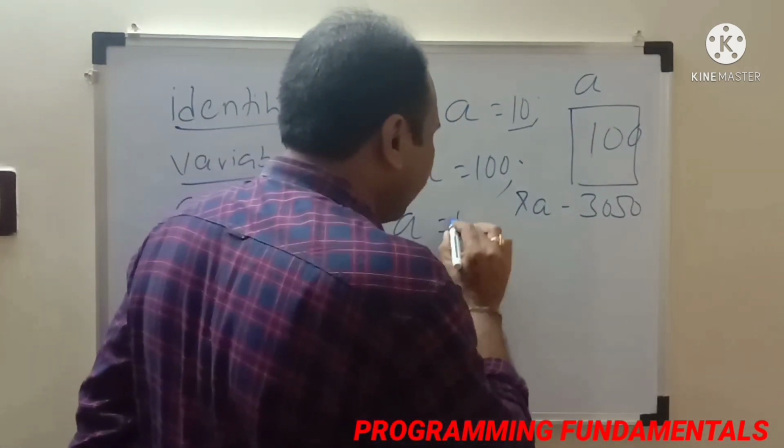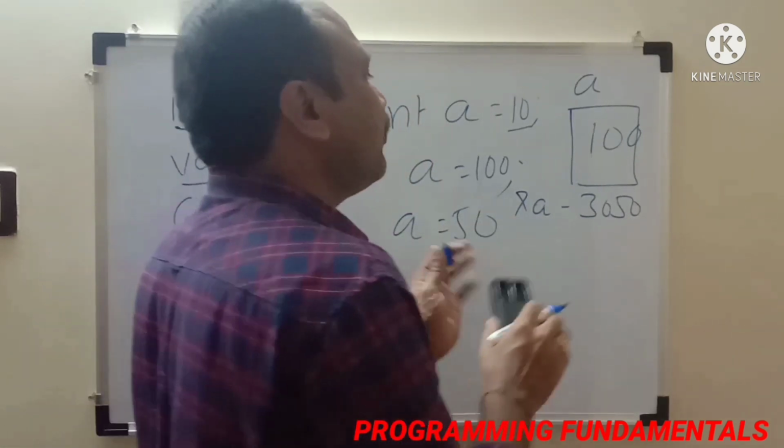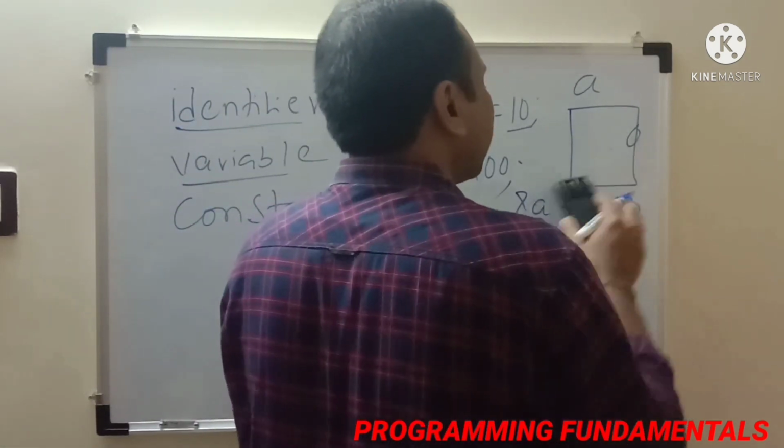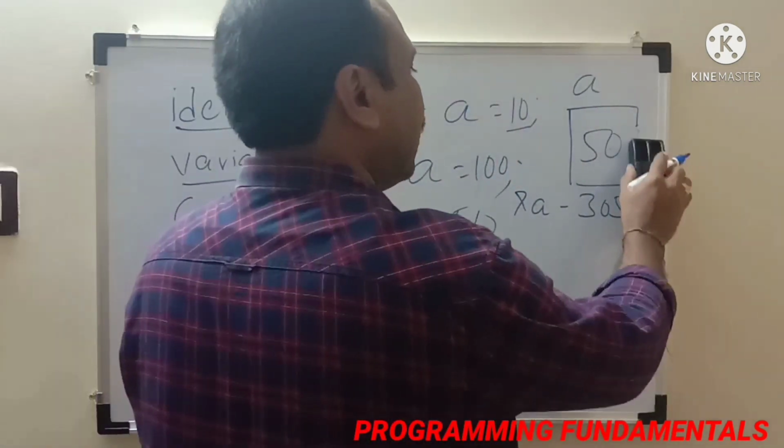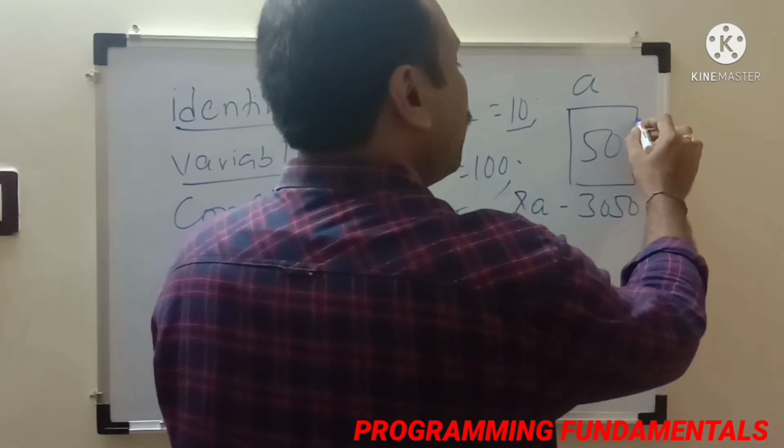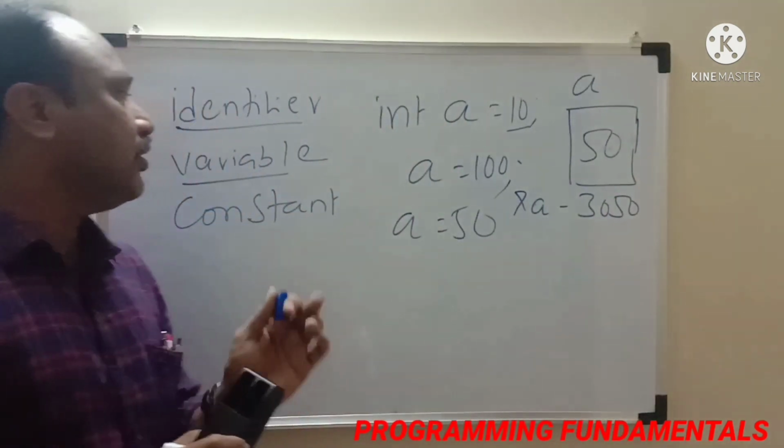If I write a equal to 50, now it will accept 50. We can change that value. It will allow us to change the value. Whose value can be changed is referred to as a variable.